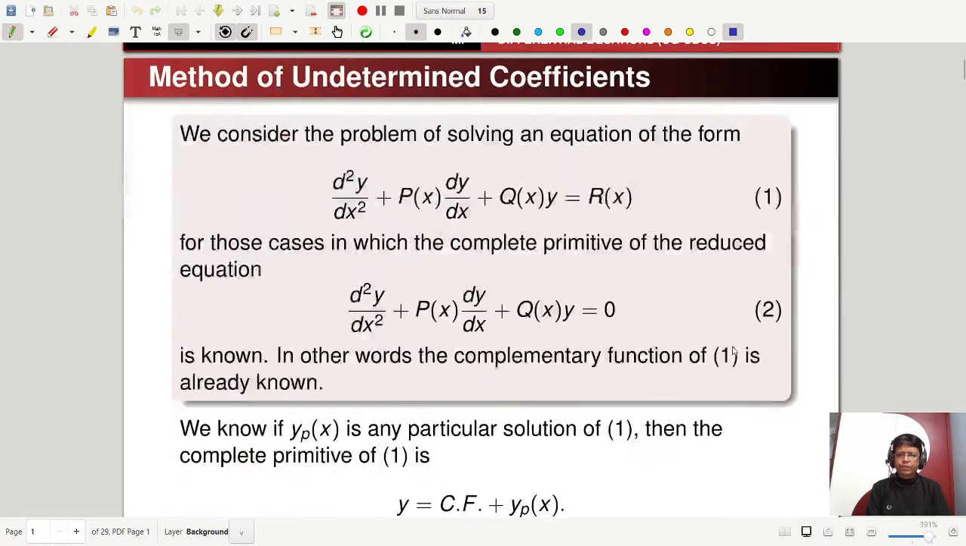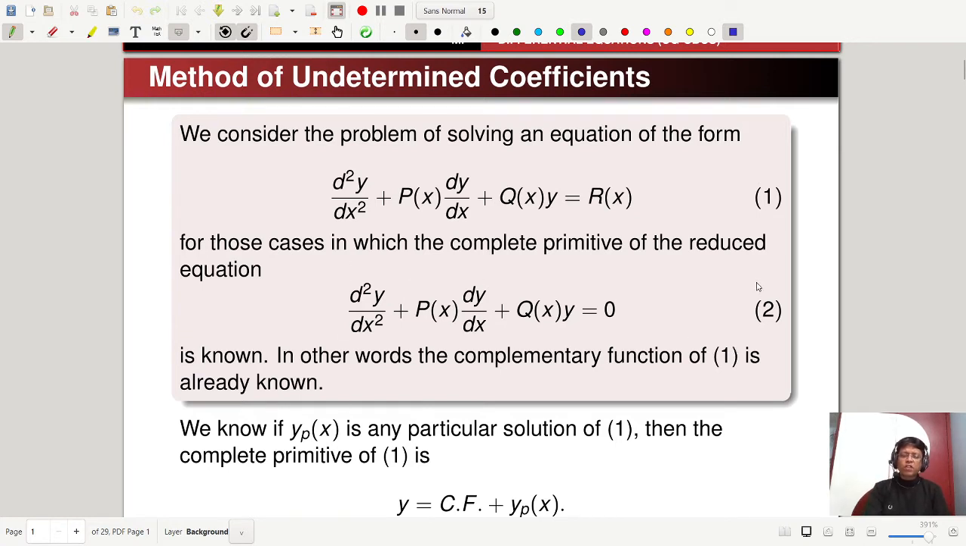So if we are talking about a linear differential equation, then the differential equation will be of type 1, where p(x) and q(x) may be functions of x or constants. And if you are talking about a differential equation with constant coefficients, then p and q must be constants. r(x) is a function of x.